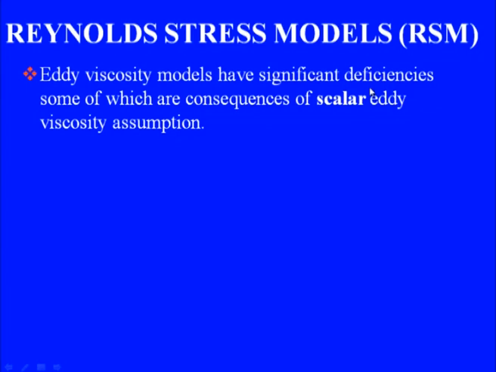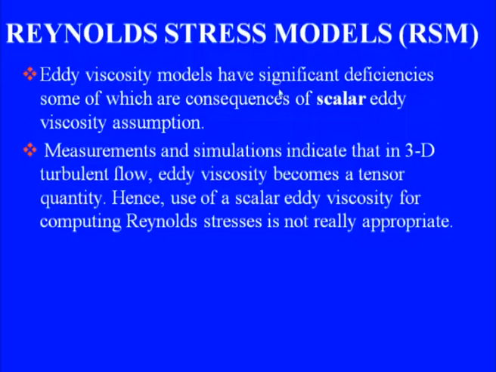And why do we need it? There are some reasons here. These eddy viscosity models have significant deficiencies which are consequences of the assumption of scalar eddy viscosity, and experimental measurements and direct numerical simulations indicate that in 3D turbulent flows, specifically over complex geometries, eddy viscosity is not a simple scalar quantity. In fact, it has directional preferences, so it becomes a tensor quantity. Hence, the use of a scalar eddy viscosity for computing Reynolds stresses is not really appropriate, and that is the reason why the k epsilon model does not work very well for such situations.